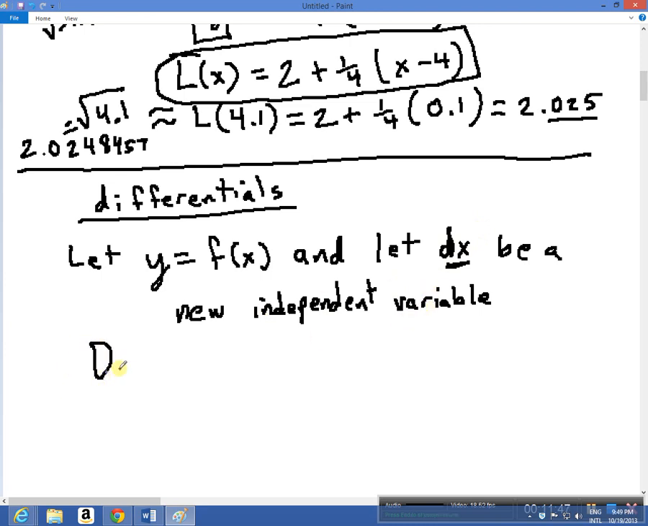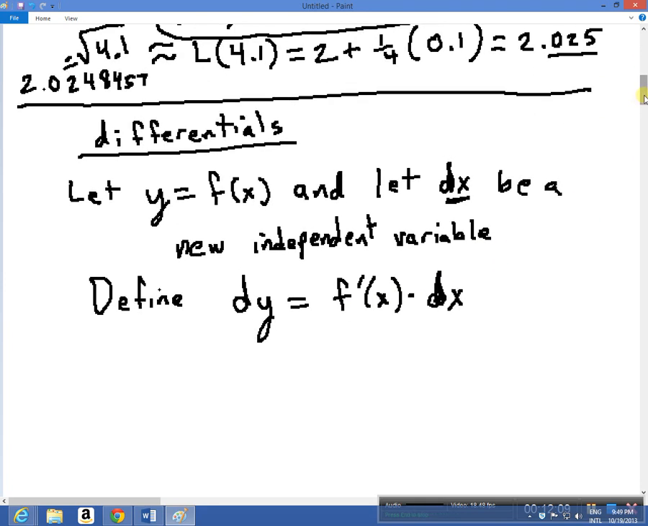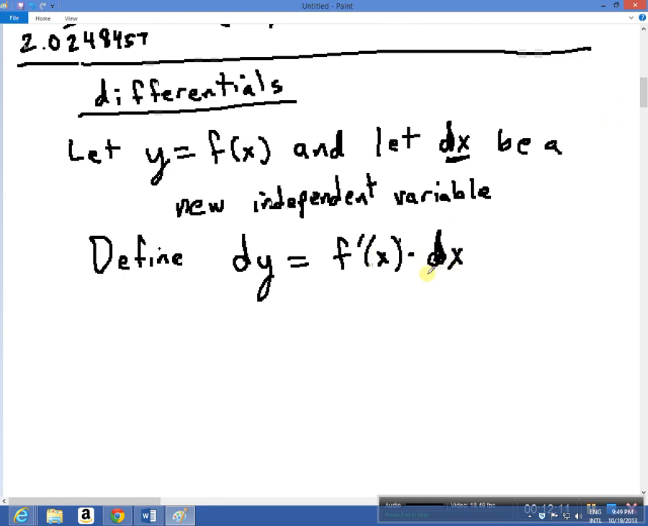And now I'm going to define what we mean by dy. Define dy to be the derivative of f, that would be f prime of x, multiplied by this new independent variable dx. Now, you can see how this is rigged. This is just totally, totally rigged. I mean, divide both sides by dx, and what do you get? dy dx equals the derivative. Duh. So what's the big deal?